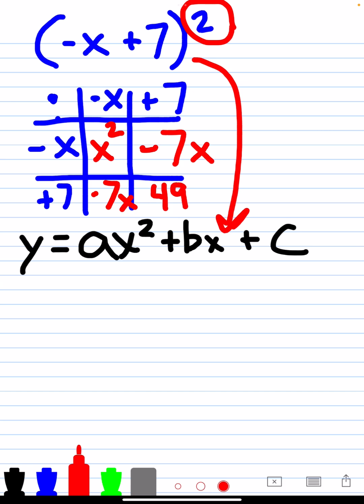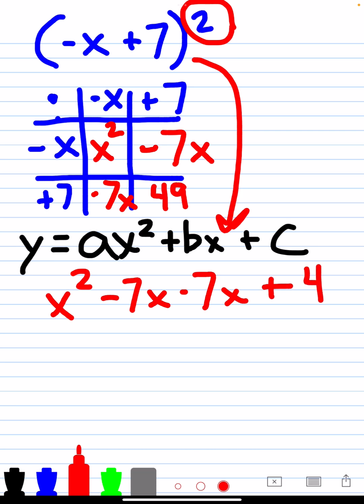So first, standard form says ax squared. So I'm going to write x squared, because that is first. Now we have our bx. Okay, so what numbers are with the x? We have negative 7x, and we have another negative 7x. So we're going to write them both out. And now our c is the number by itself. So it's a positive 49, so plus 49.